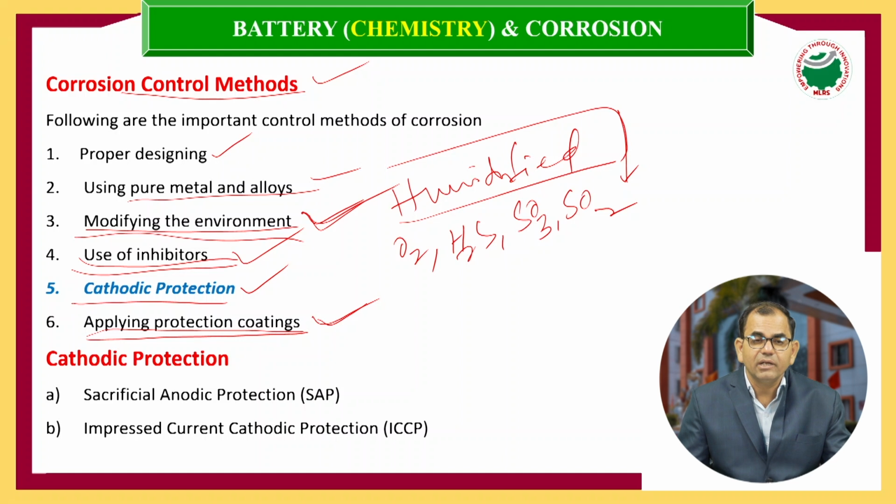If any metallic rod or pipe is not coated or painted, then there are high chances of corrosion. Why? Because it is highly exposed to the atmosphere. Exposed to the atmosphere means what happens? Oxidation takes place. Oxidation takes place means what? It definitely leads to corrosion.